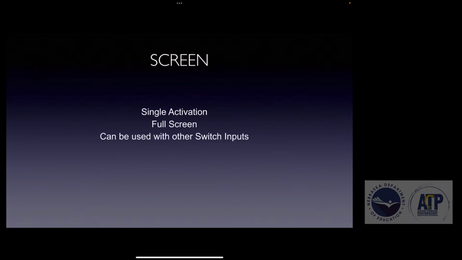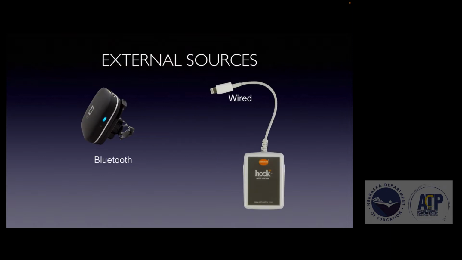It can also be used with other switch inputs, so you can configure other switch inputs to perform an action. For example, maybe you hit the screen to start the scanning process, and the second switch you can use to make a selection. It typically will give you access just to that top level menu, because you're using that whole entire screen and you're going to get that scanning, so that's where it's first going to start.